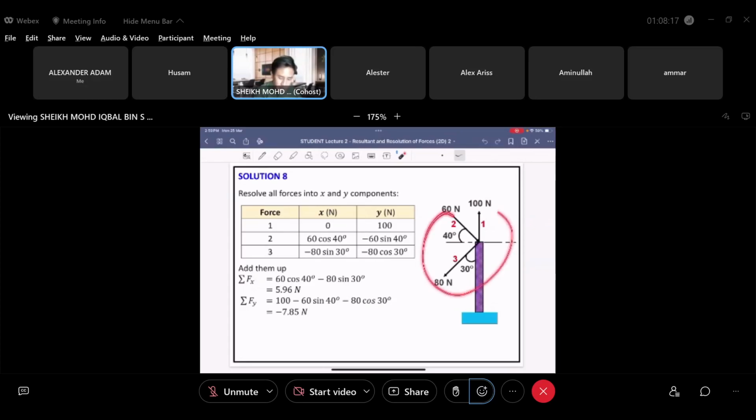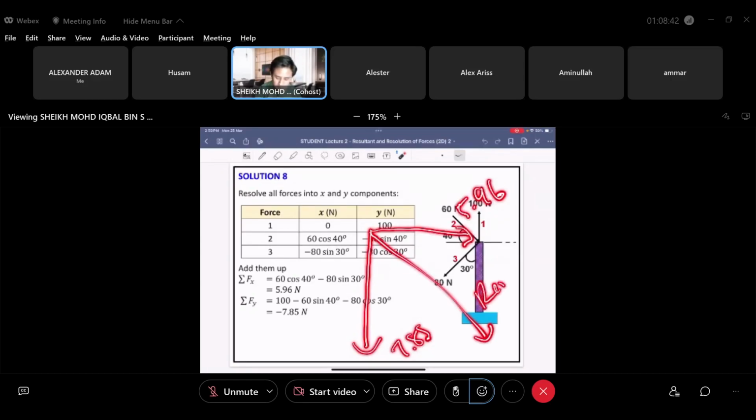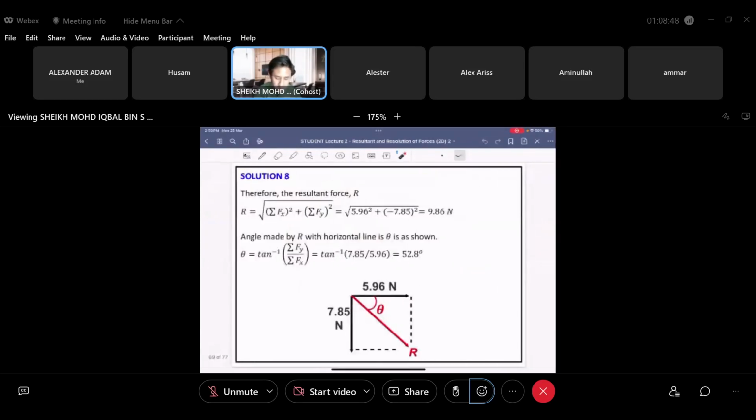Sum of Fx, you know it's 5.96 in the positive direction. So it's probably going here, 5.96. And then for the y direction, it's negative 7.85. So it's going down, 7.85, right? So your resultant force will be here. This will be your resultant force. Okay? So draw the free body diagram. You have your sum of forces in the x direction and sum of forces in the y direction. So your resultant force is this one.